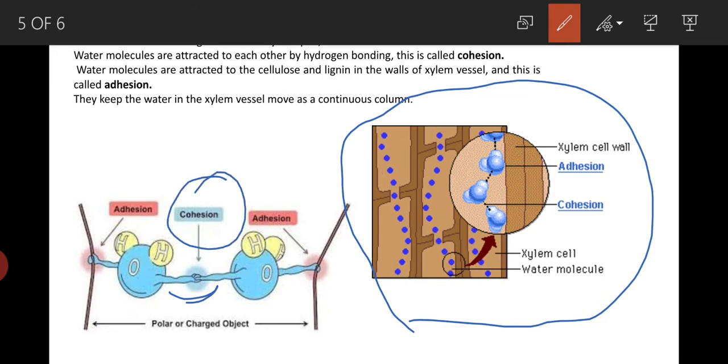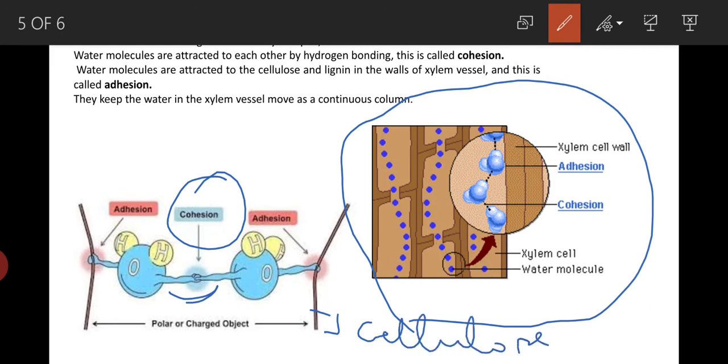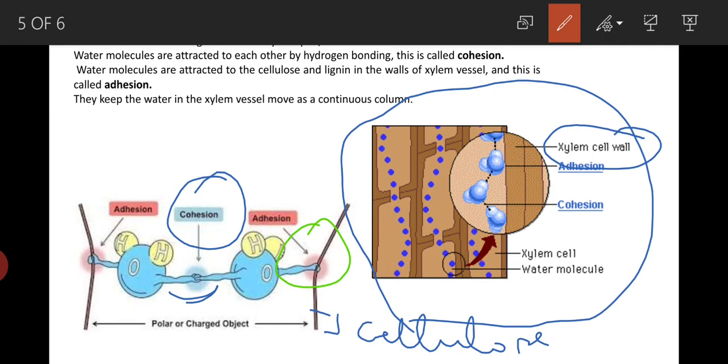And on the other side, the water molecules are attracted to the cellulose. So let's pretend this is cellulose, the xylem cell wall here. The attraction between the water molecules and the cellulose is known as adhesion. Cohesion and adhesion are two forces which help to keep the water in the xylem vessel moving as a continuous column.